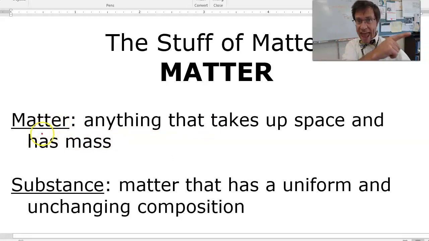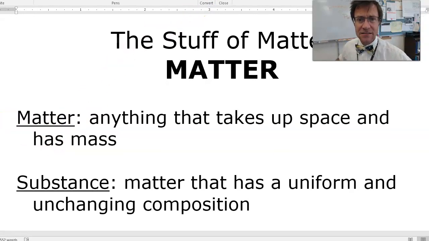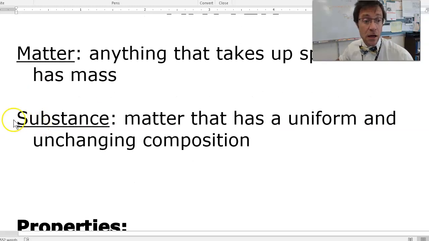That's a vocab word. So the definition of matter is anything that takes up space and has mass. So that's basically stuff, almost everything you can think of, except for things like energy. Energy doesn't take up space and doesn't have mass. Neither does light. It doesn't have mass, thank God, because it hits us at the speed of light, and if it had mass, that would be bad. So matter is anything that takes up space and has mass, which is different than a substance.